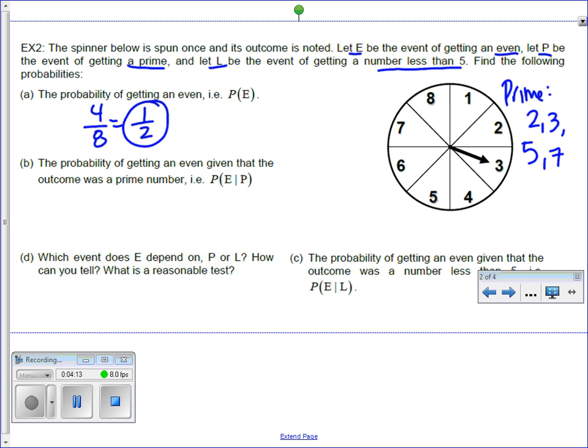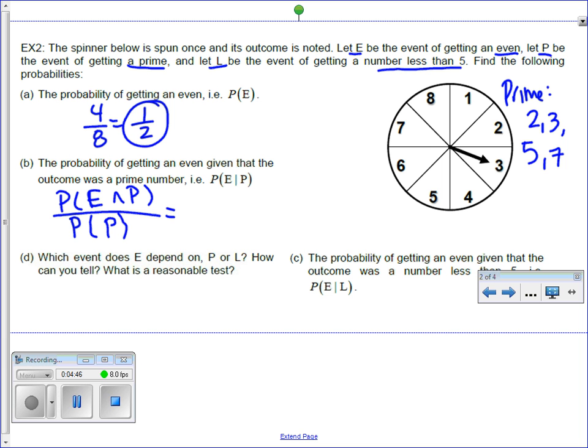The next thing says the probability of getting an even given that the outcome was a prime number. Okay, so this is what we talked about yesterday. Conditional probability, where we have probability of something given this circumstance. So probability of getting an even given that the outcome was prime. Okay, so first thing we do is probability of even and prime over the probability of just being prime. So probability of even and prime.